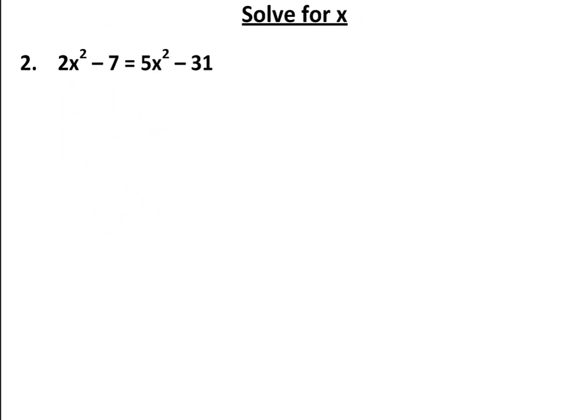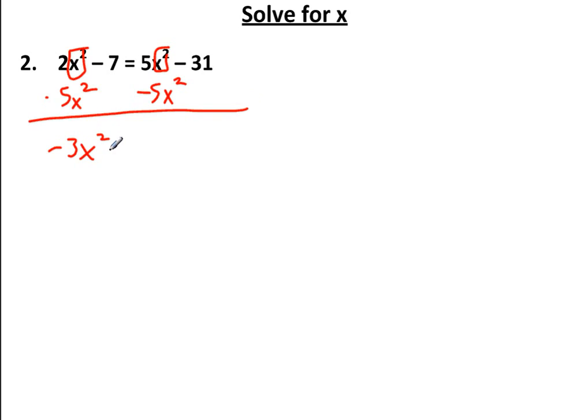Again, it's not very difficult, but I should notice that I have an x squared on the left and an x squared on the right. So what I want to do is combine like terms. It doesn't matter what side you move it to. I'm going to move the x squareds to the left. Okay, so I'm going to subtract 5x squared from both sides. So we get negative 3x squared minus 7 equals negative 31. Add 7.